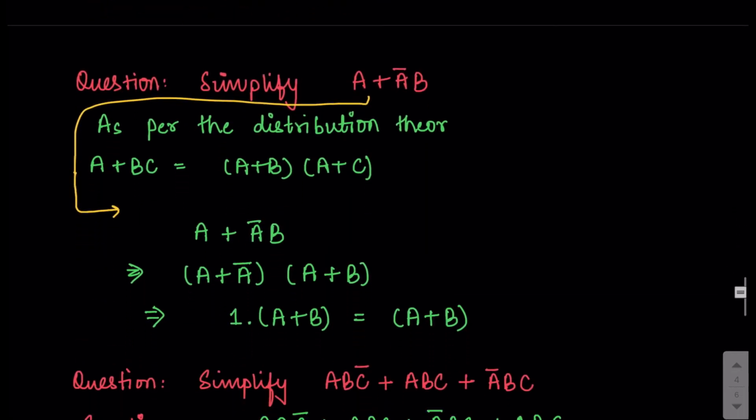Then we have another example which says a + a bar b. Now at first glance we can see that maybe we are not able to minimize it further, but you can apply the distribution theorem over here. The distribution theorem says that a + bc can be written as (a + b) dot (a + c). So this expression is written as (a + a bar) dot (a + b). Now over here a + a bar becomes 1. So you have 1 dot (a + b), which is equal to a + b. So with the help of the distribution theorem, you are able to reduce this expression.